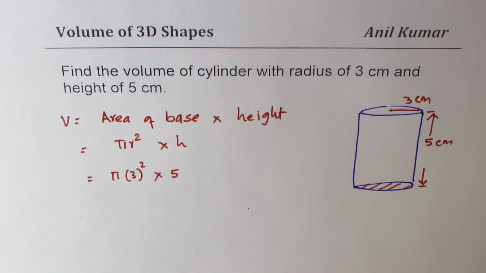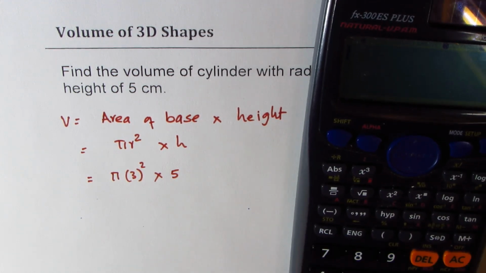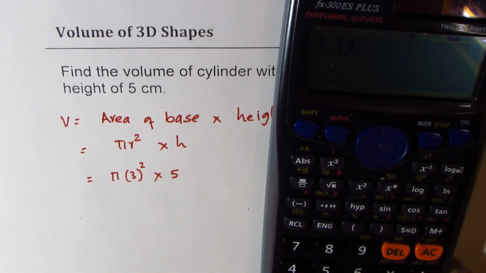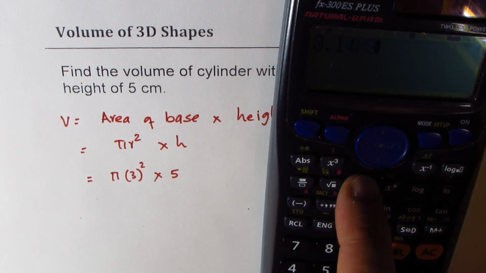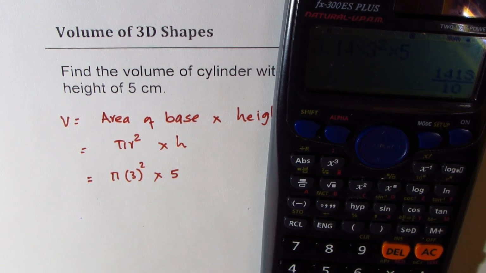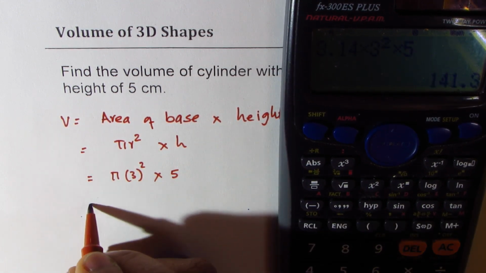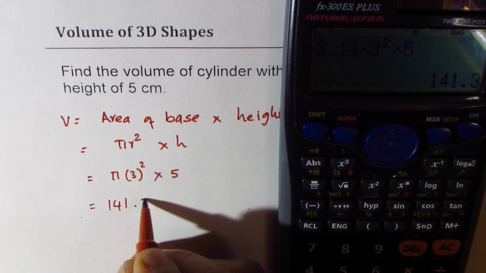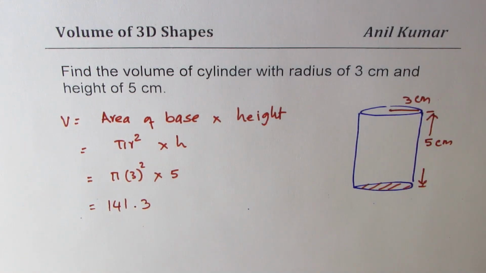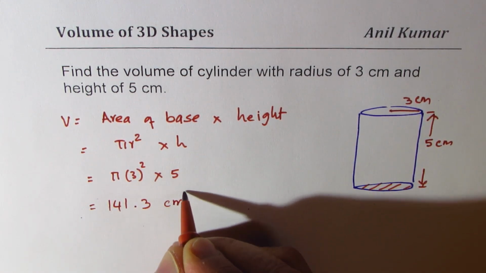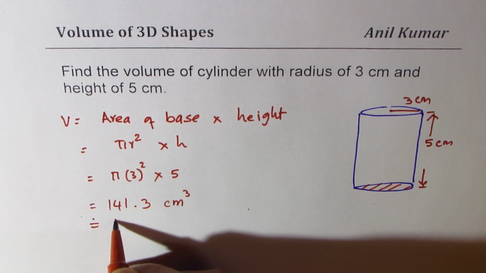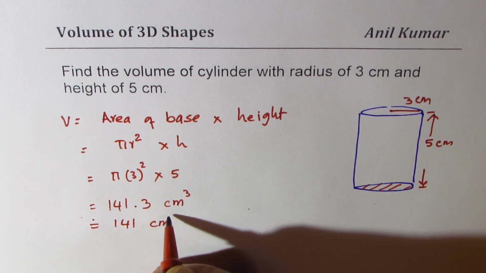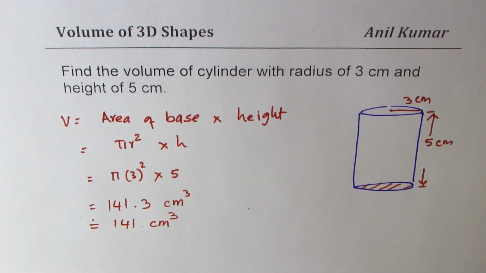We can use the calculator and find the answer. We can use 3.14 as a value of pi, right? Times 3 square times 5. In decimals, this value is 141.3 and the units will be centimeter cube. If you want to round it to whole numbers, it will be 141 centimeter cube. So that is how you could actually find volume of a cylinder, area of base into height.